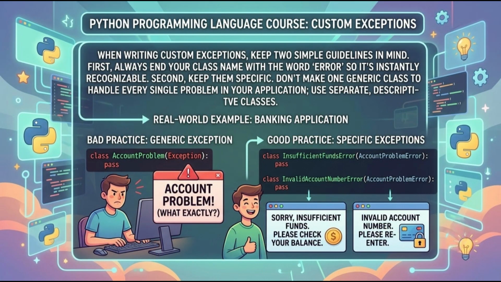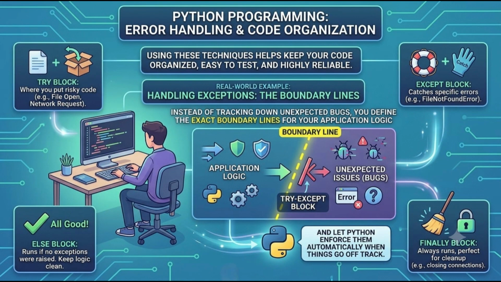When writing custom exceptions, keep 2 simple guidelines in mind. First, always end your class name with the word Error so it's instantly recognizable. Second, keep them specific. Don't make one generic class to handle every single problem in your application. Use separate, descriptive classes. Using these techniques helps keep your code organized, easy to test, and highly reliable. Instead of tracking down unexpected bugs, you define the exact boundary lines for your application logic and let Python enforce them automatically when things go off track.